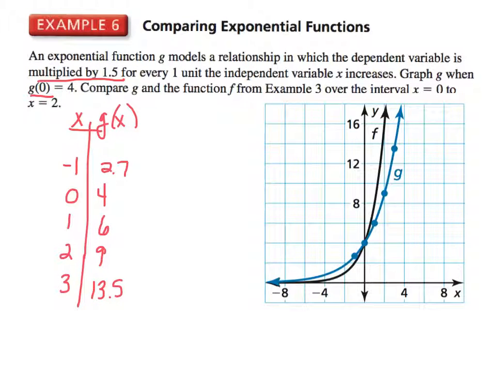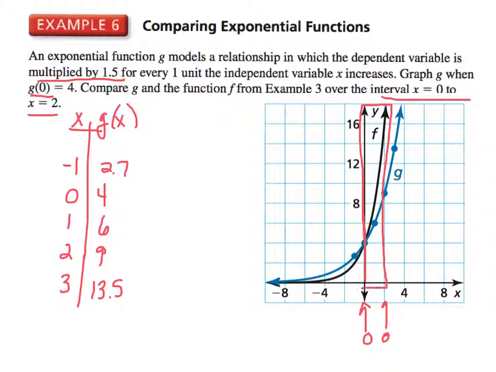Now, example 3, which is f, we already did that one. And then if I graph these, that would be function g. Now, what does it ask me to do? It asks me to compare in the interval x equals 0 to 2. So it's right here. Here's 0. Here's 2. So I want to know what happens in this window right here.